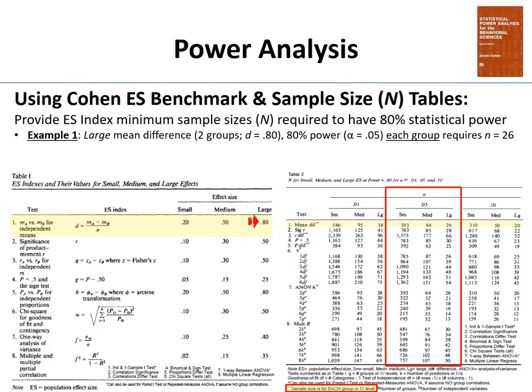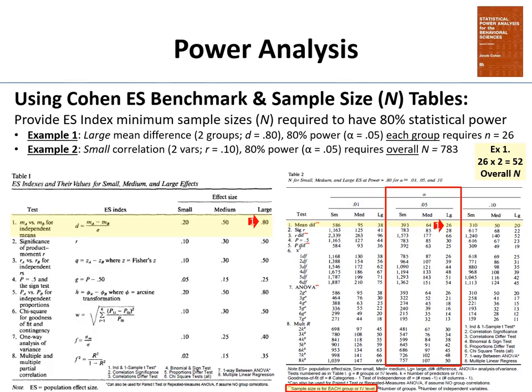And so in this case, we need 26 per group. So that is a total of 52 participants for this study of large mean differences to have 80% power, alpha of 0.05, and 26 of that is in each group.